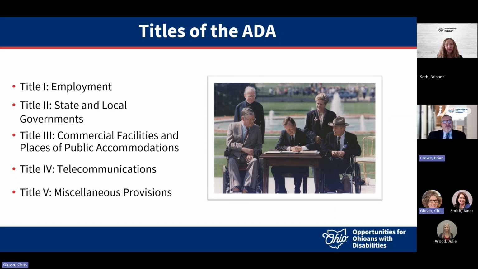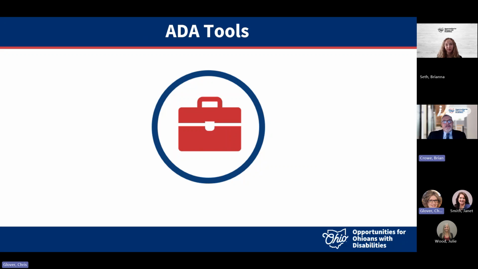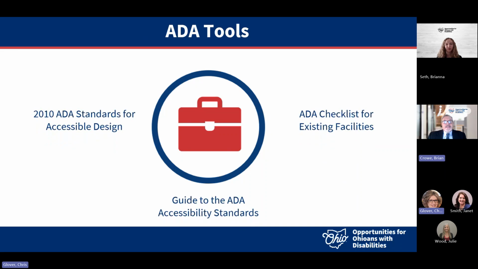That's right, Brianna. Today we are going to discuss 3 ADA tools which can assist with creating accessible environments. We are going to start by introducing the 2010 ADA Standards for Accessible Design. Then we will discuss the ADA checklist for existing facilities and the Guide to ADA Accessibility Standards as complementary resources. These resources are all available online and are included in the resource guide for this webinar.